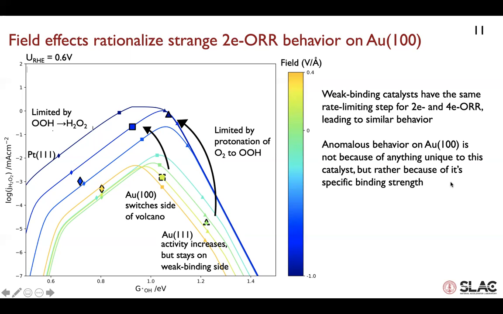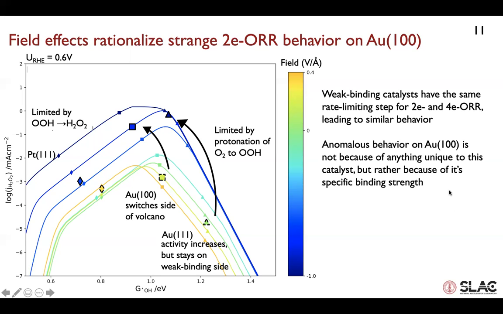Also, we can notice that this strange behavior that's been reported many times on gold 100 can be explained not by anything weird that happens on gold 100, but rather just by where it lies, how strong of a binding catalyst it is, in this mid-range strength binding regime.